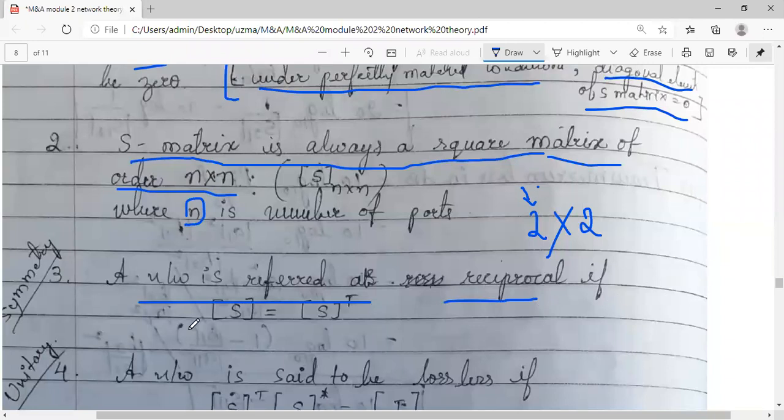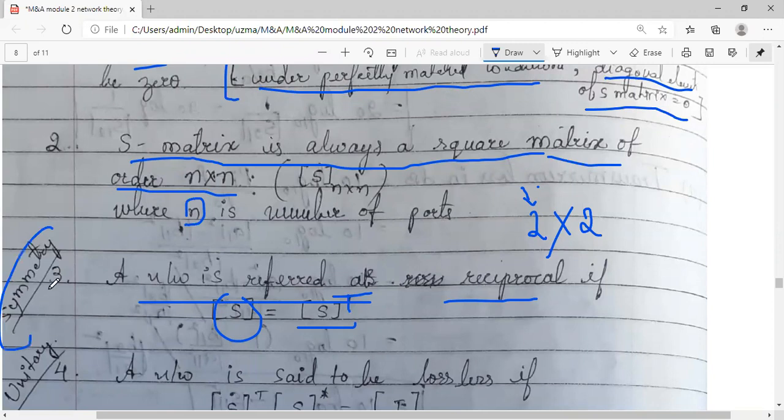So if that is the case, then the S matrix, I'm talking in terms of the S matrix now. The S matrix and its transpose, this capital T indicates the transpose. Transpose means what? How do you find the transpose of any matrix? Exchange rows into columns. If you do that, you will get the transpose of the matrix. So if you take the original matrix and its transpose, both are equal for a reciprocal network.